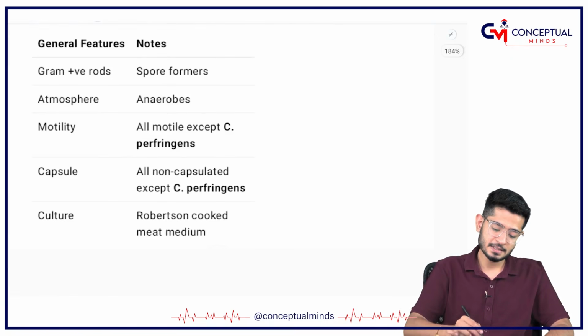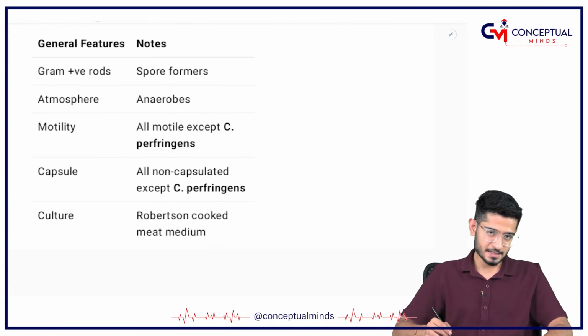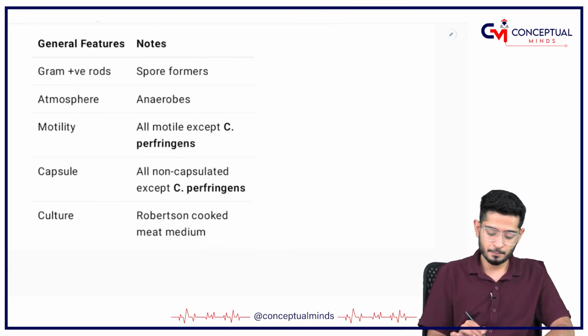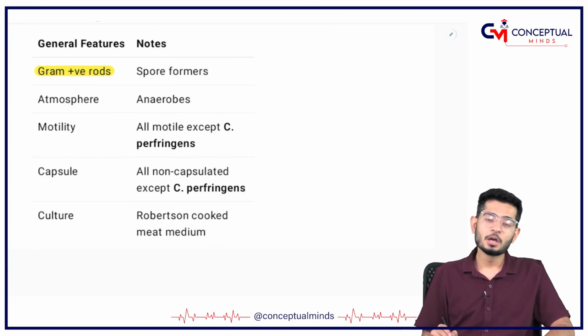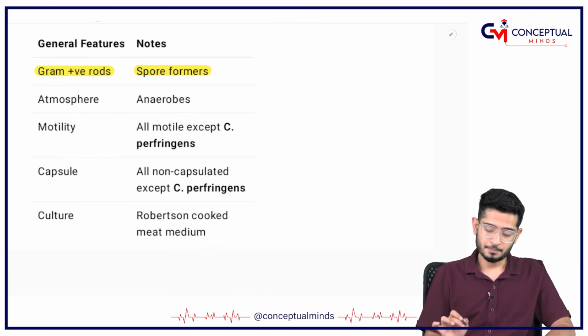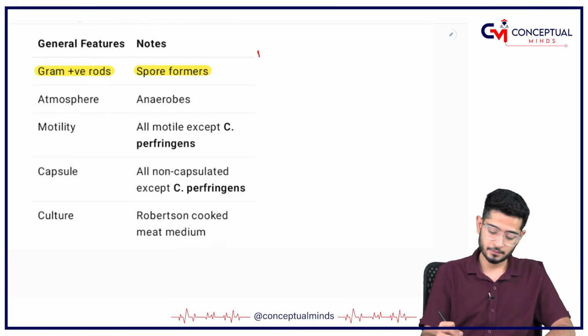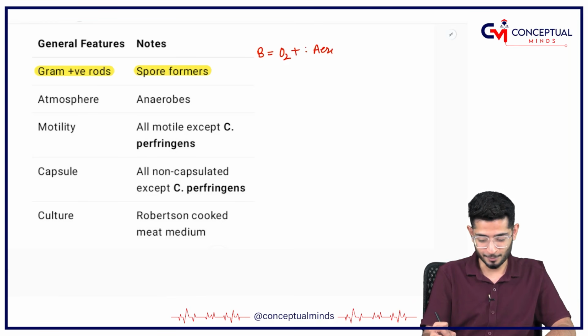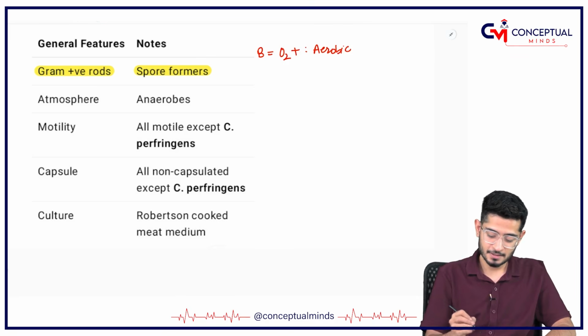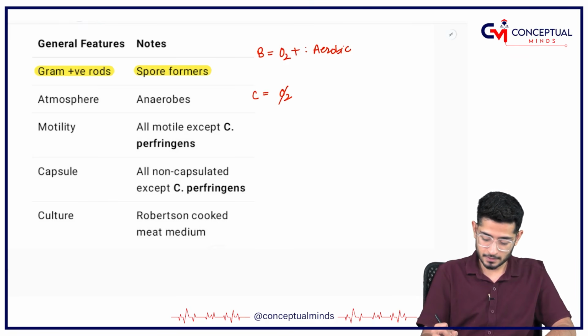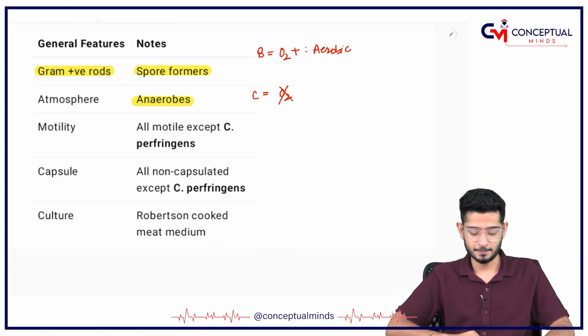My dear friends, in the class when we discussed bacillus, I told you that among gram-positive rods there are spore formers, which are bacillus and Clostridia. But bacillus is oxygen positive, that means it grows in aerobic media, whereas Clostridia does not require oxygen, so it grows in anaerobic media.